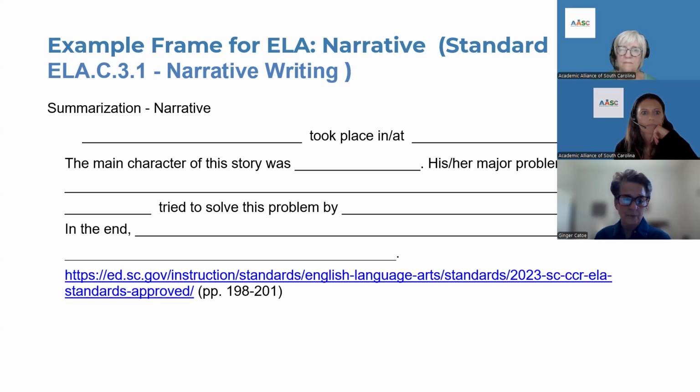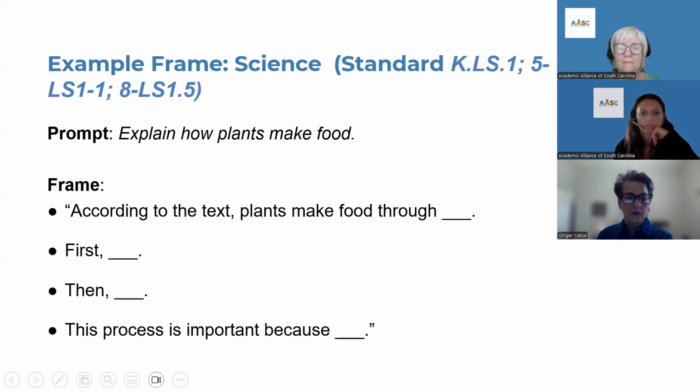So that's just an example that you could give to a student and help them work through that, coach them, model it, and then allow them to use that together in your classroom. Another example would be for science. Those are the standards that relate to a prompt that might be relevant to explain how plants make food. You could give a student a frame: according to the text, plants make food through what, and then help them have the steps, first, second, and third. And then why is that process important?